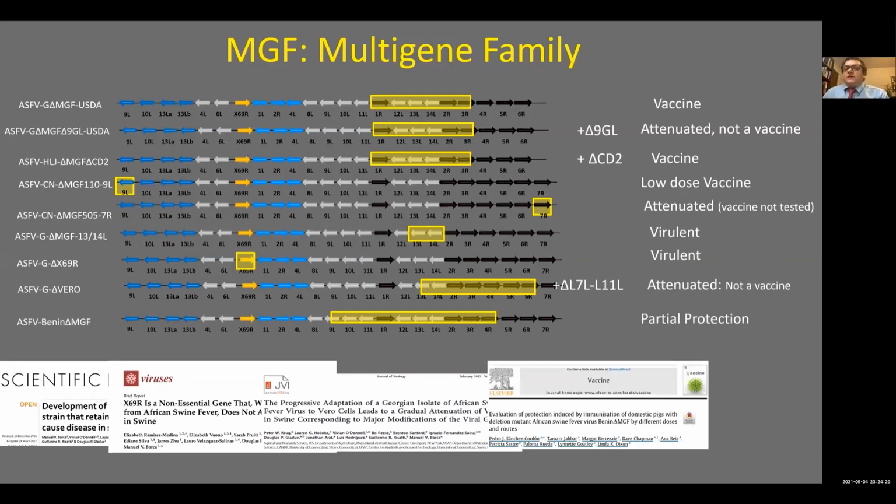There is also from Pirbright a delta MGF deletion that's larger than the MGF deletion done at the USDA, and this was done in the genome of Benin. And in this report here, it was shown that it gave partial protection.